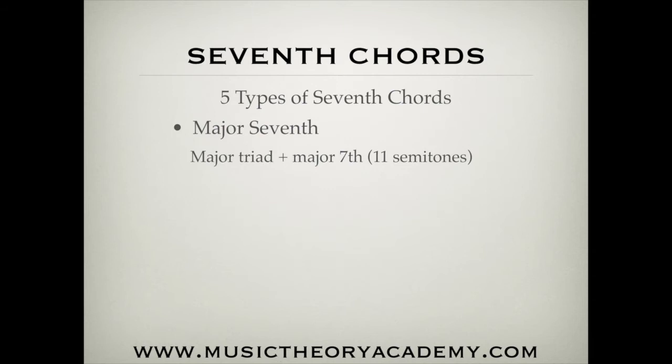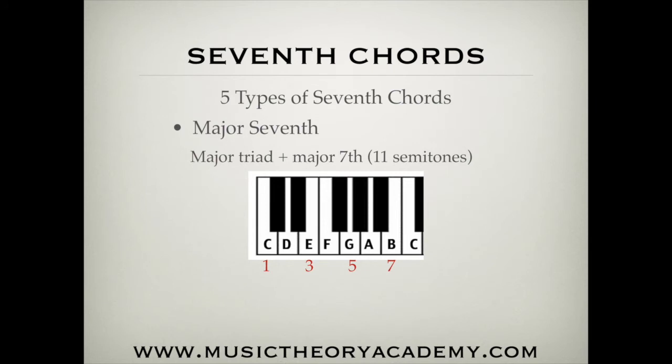Okay, which gives you quite a soft sound. It's a major triad and what's called a major seventh. Now a major seventh is 11 semitones in distance, that interval is. So let's have a look at this. Okay, so a major triad, we've got 1, 3 and 5, and then if we count up 11 semitones from C, 1, 2, 3, 4, 5, 6, 7, 8, 9, 10, 11, we get to B natural.